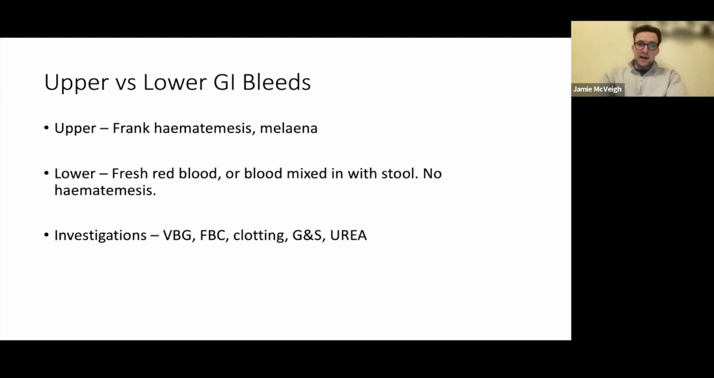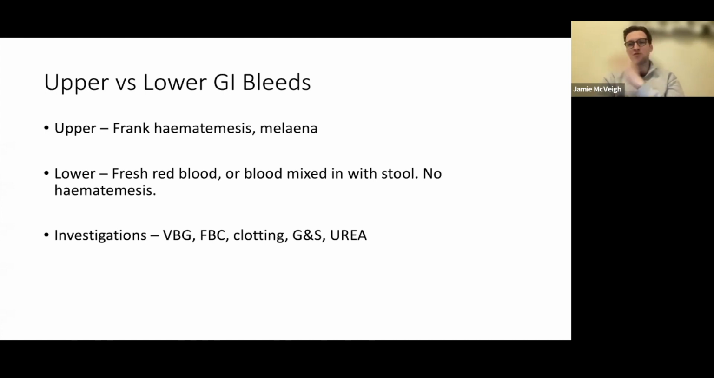Get a full blood count so that you've got an accurate hemoglobin, and alongside that you need a clotting, and send off a group and save. Some trusts will need 2 group and saves, so just be aware of that. Someone else might have to take a group and save so that they can be processed. And a urea as well, okay, really important.